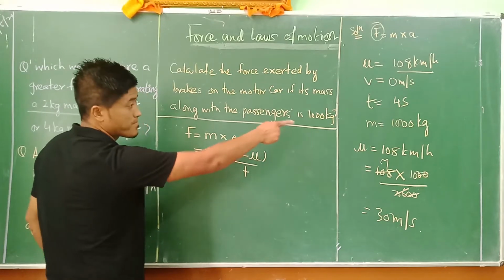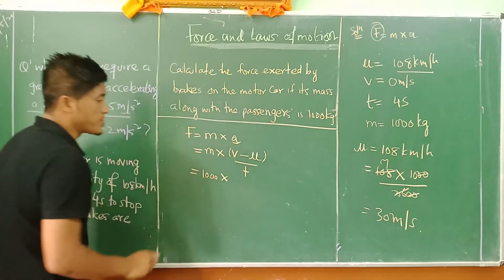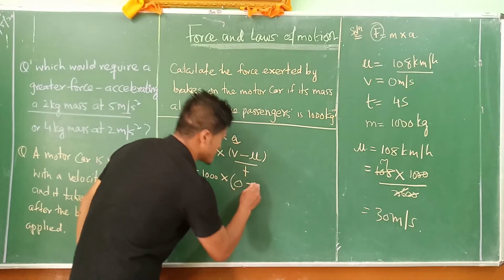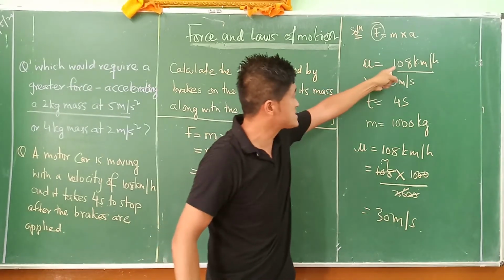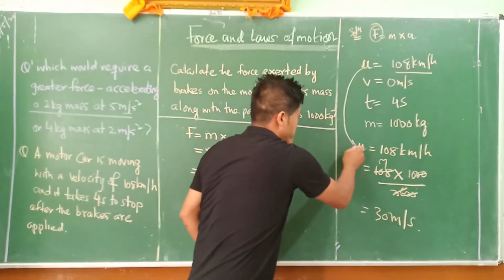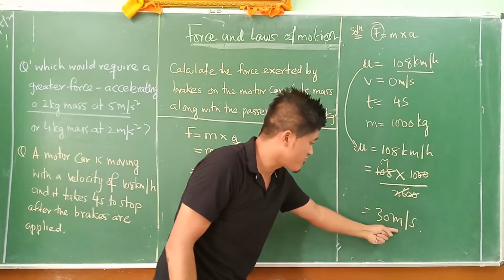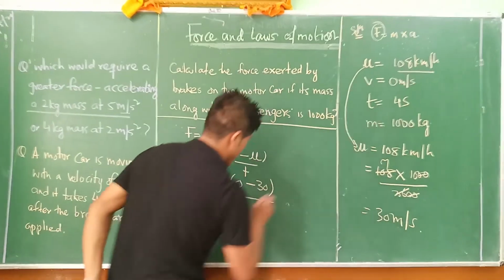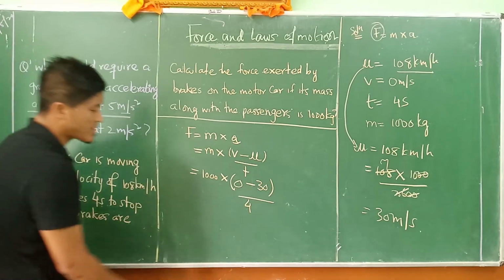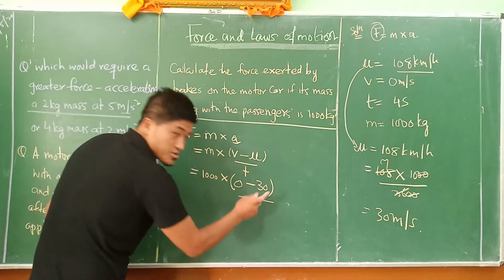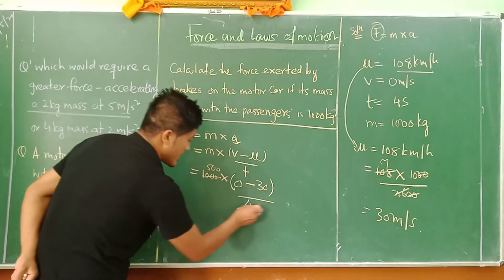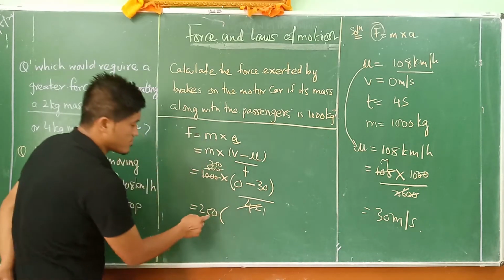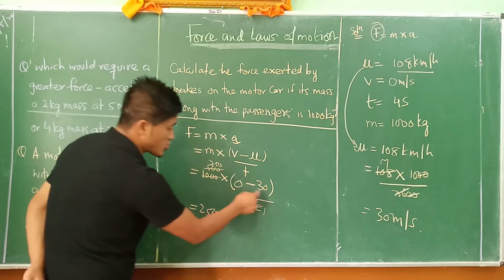Now how much is the mass? It is 1000 kg. 1000 into, what is the final velocity? 0. Minus, what is the initial velocity? Initial velocity is 108 kilometer per hour, which when we convert into meter per second, we got 30 meter per second, in a time interval of 4 seconds. Understand? Now we have to cancel this. I'll do it in a very simple way. 4 into 250 is 1000, so we get 250 into 0 minus 30, which is minus 30.